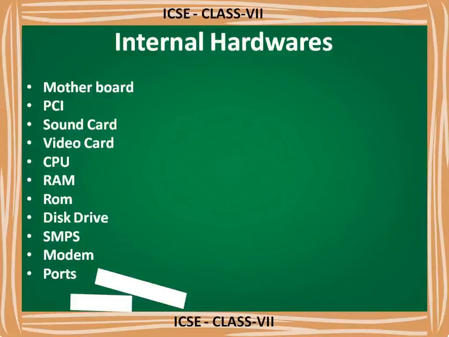There are three types of ROM: PROM, EPROM and EEPROM. Those are the three types of ROM.